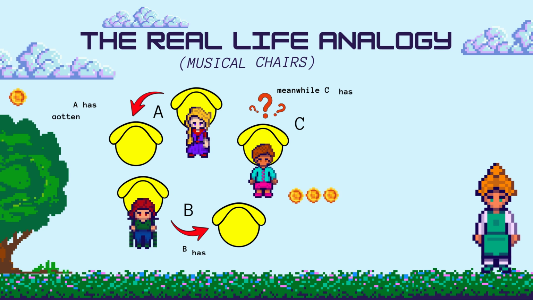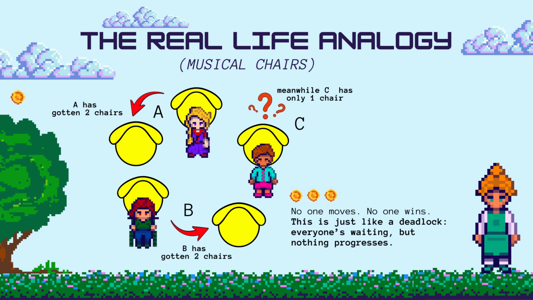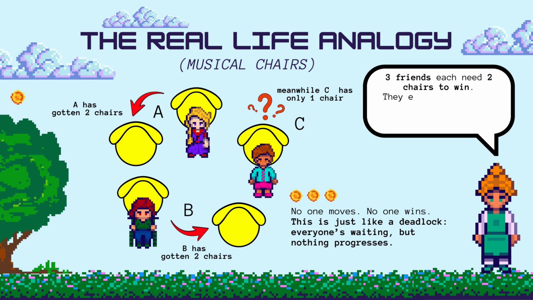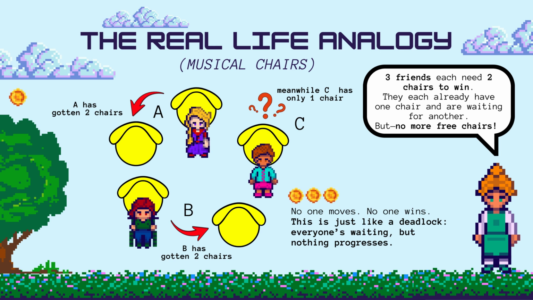The real-life analogy for deadlock using musical chairs. 3 friends each need 2 chairs to win. They each already have 1 chair and are waiting for another. But no more free chairs. As you could see on the animation, A has gotten 2 chairs, B has also gotten 2 chairs, meanwhile C has 1 chair. So no one moves. No one wins. This is just like a deadlock. Everyone's waiting, but nothing progresses.